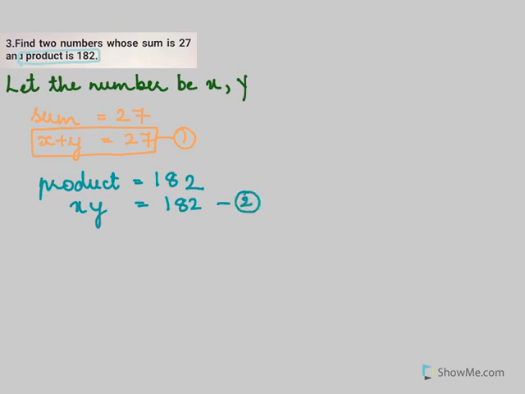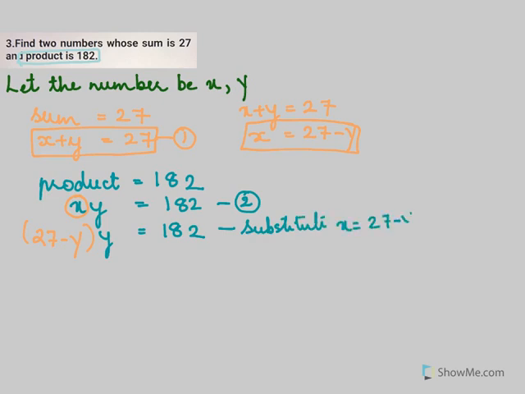Now I can't go ahead because I got two variables, but I already know that x plus y equals 27. So what will x be? 27 minus y. This value I'm going to substitute for x. For x I'm going to put 27 minus y, and this is my y equals 182. So how did I get the statement? Substitute x equals 27 minus y.